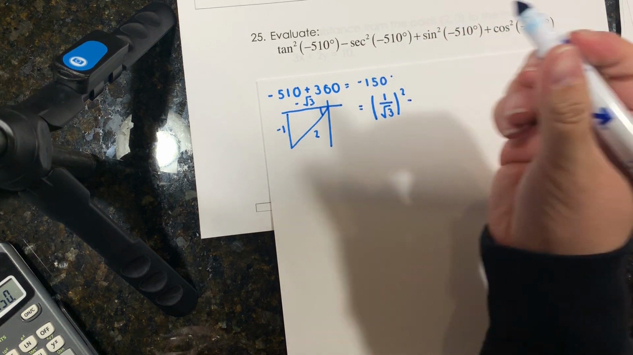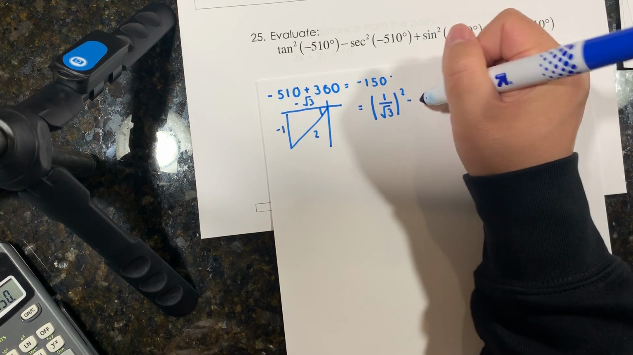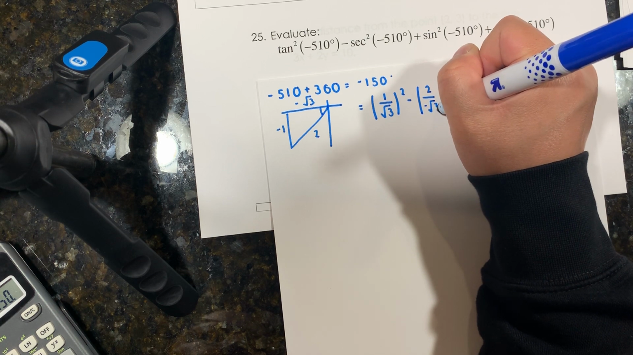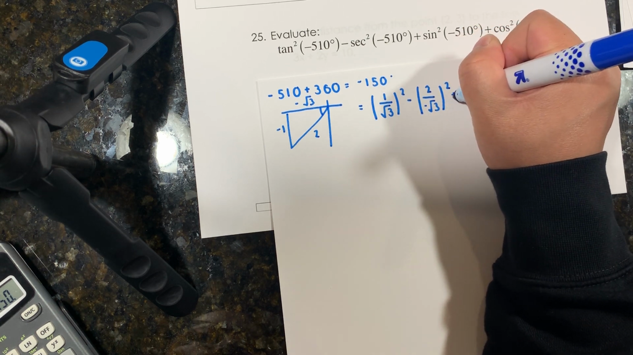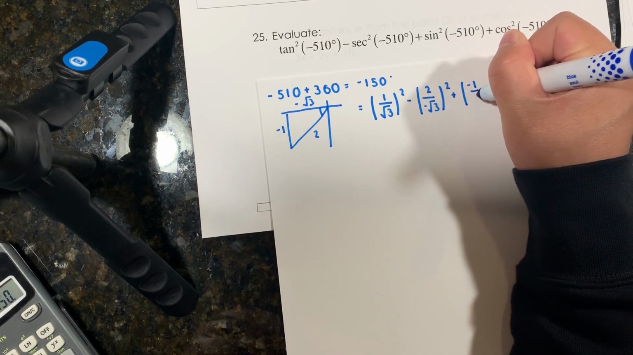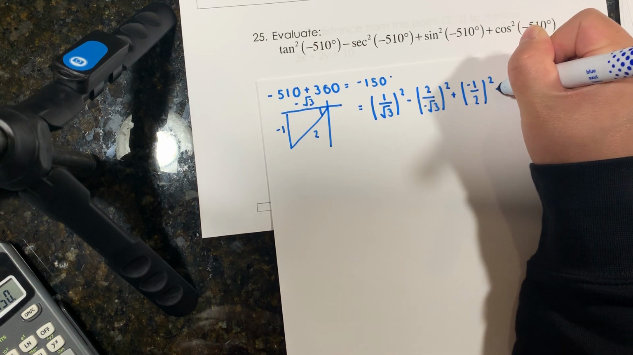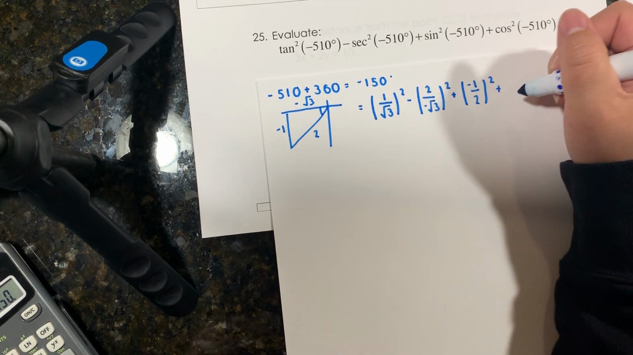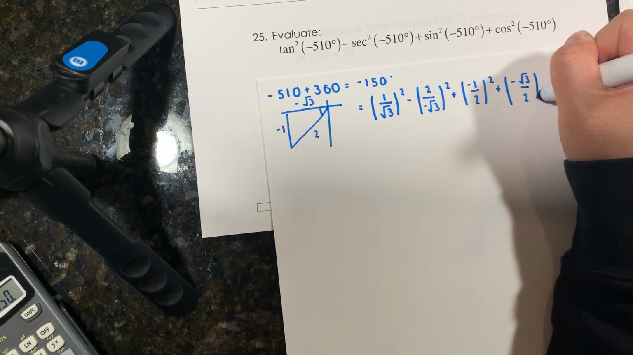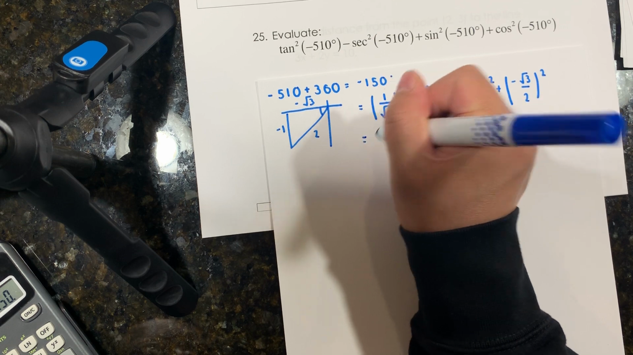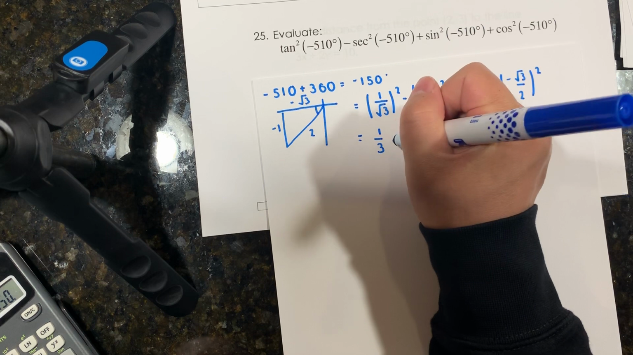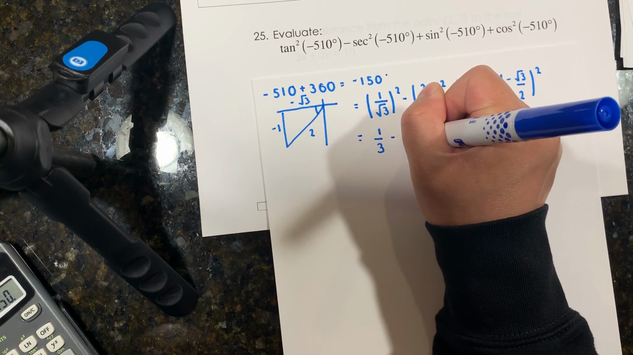Then for secant, it's hypotenuse over adjacent, which would be 2 over negative root 3, squared. For sine, it's opposite over hypotenuse, so that would be negative 1 over 2, squared. And for cosine, it's adjacent over hypotenuse, which would be negative root 3 over 2, squared. So when I square 1 over root 3, that's just going to be 1/3. When I square the second one, it's going to be 4/3.